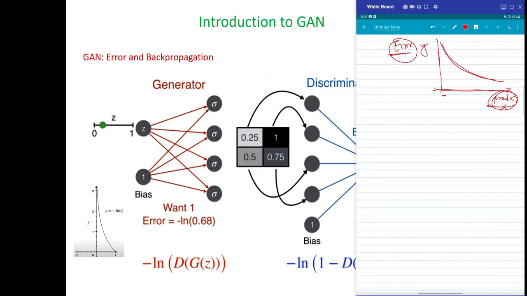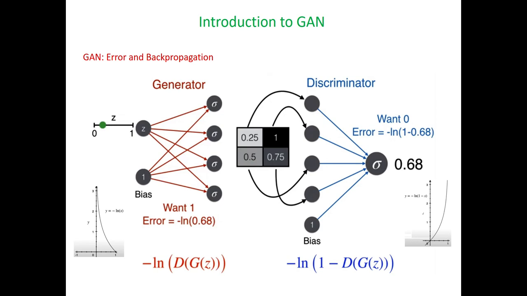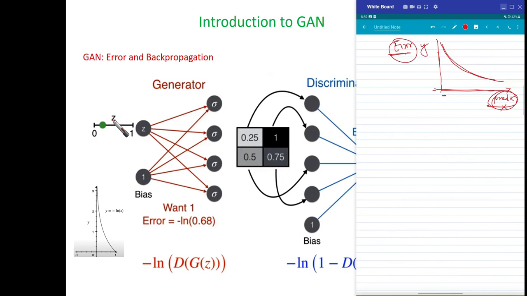Okay, so let's see this, maybe I can try again. Let's say this is the Z, right? This is the input to the generator. So if this is the input to the generator, what is the output of the generator? Let's say the output of the generator is this one. And if this is the input of the discriminator, what is the output of the discriminator? We can think that the output of the discriminator is basically D of G of Z, right?